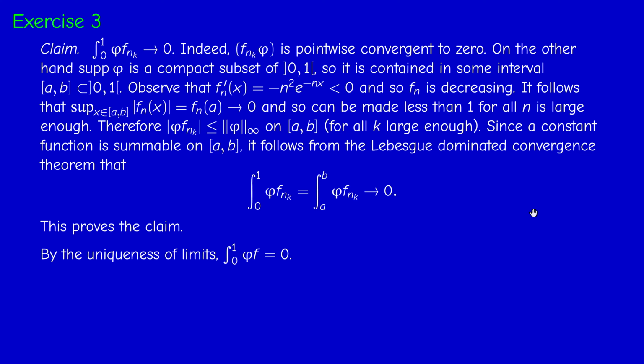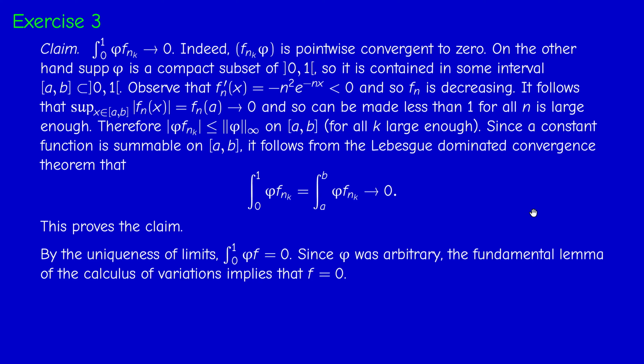Now we have two things. The integral of phi fnk converges to 0 from the one hand, according to the claim, and from the other, according to what we said, the integral of phi fnk converges to the integral of phi f. Therefore, by uniqueness of limits in R, the integral of phi f is 0. According to the fundamental lemma of the calculus of variations, this implies that f is 0 almost everywhere. So it's the 0 function in L1. Therefore, fnk converges weakly to 0.